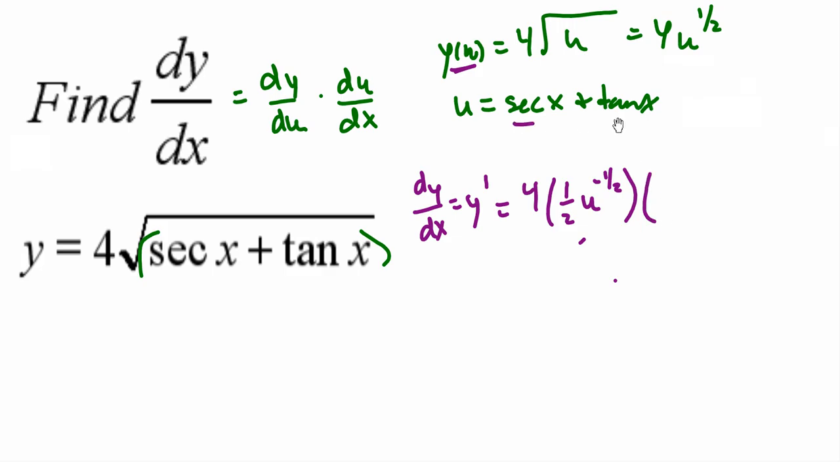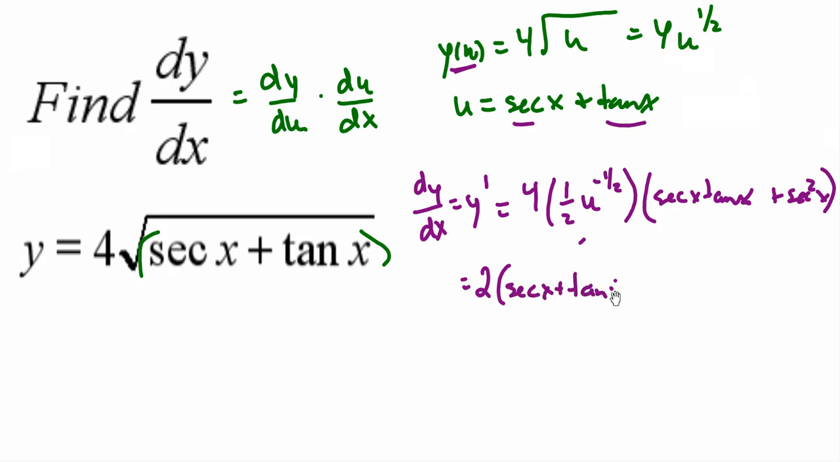Now, the derivative of u is made up of two trig terms. So we have the derivative of secant, which is secant x tangent x, plus the derivative of tangent, which is secant squared of x. So when we simplify this, we plug that back in there. So we have 2, what is u? Secant x plus tangent x to the negative 1/2 power times secant x tangent x plus secant squared x.